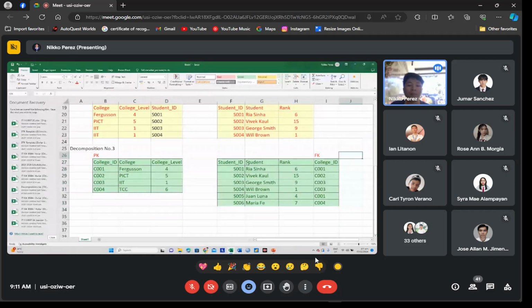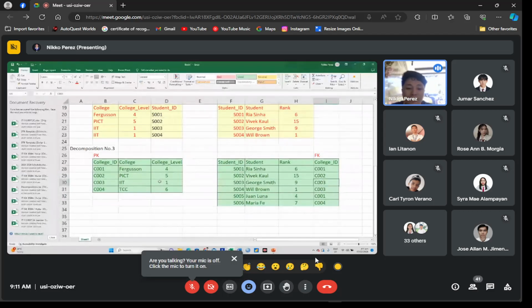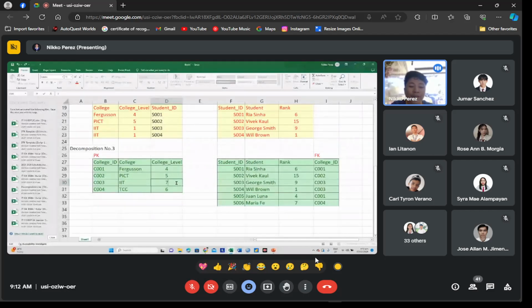Okay? So how about the update anomaly? The update earlier, right, led to data inconsistency. If I update TCC, to change it to another college, who are the students that are duplicated? Earlier there was IIT. Let's say IIT upgraded its college level to 7.